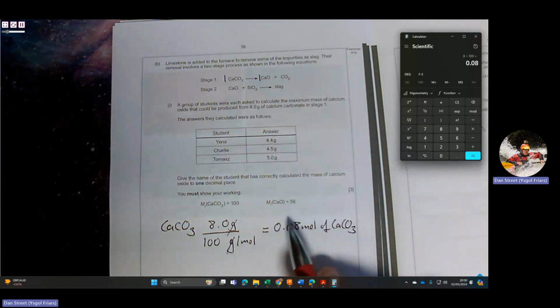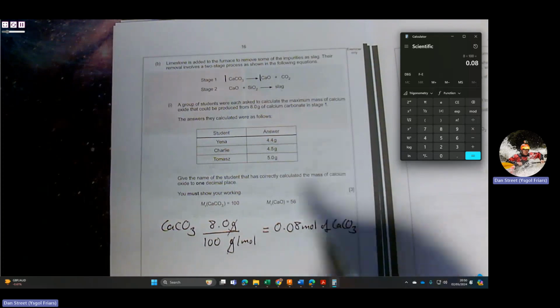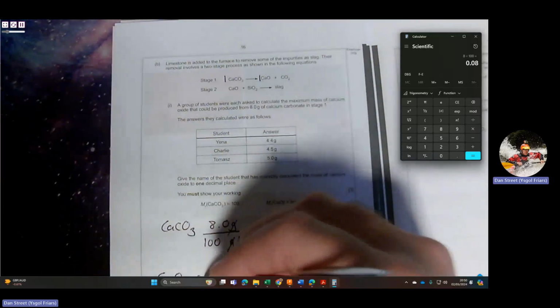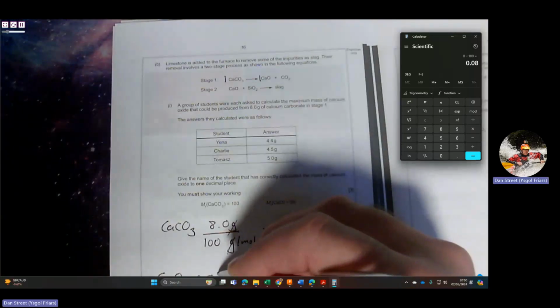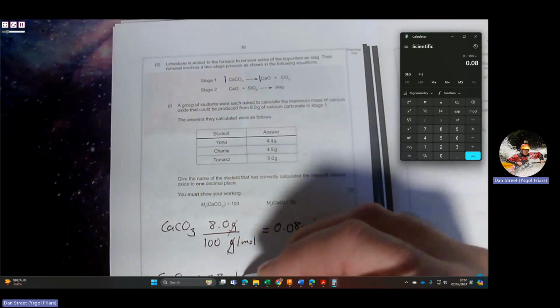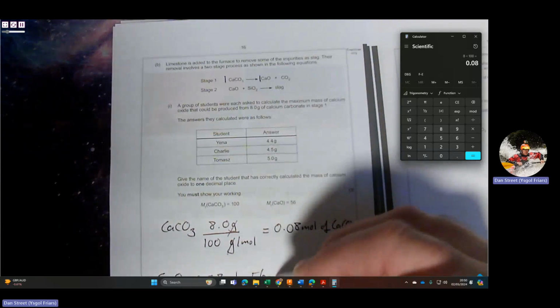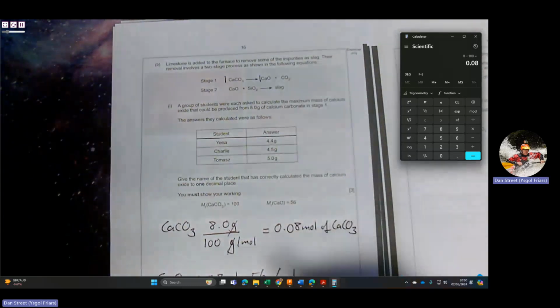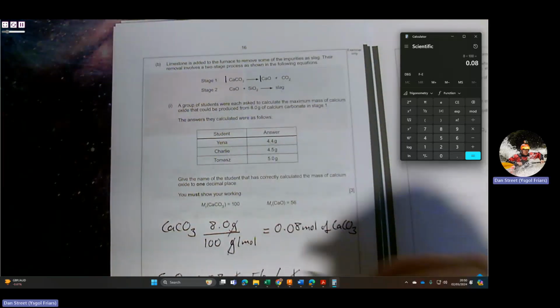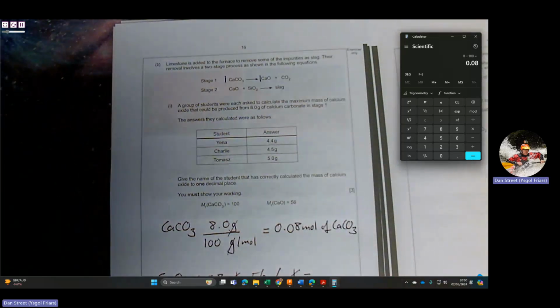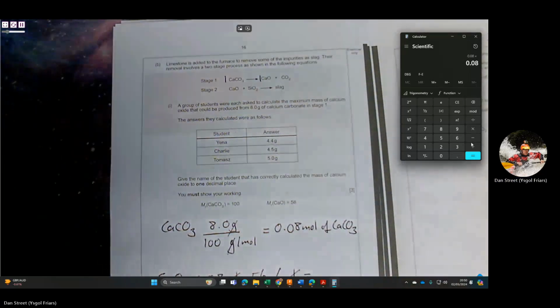And to work out what that weighs, we just reverse this process. We multiply the 0.08 by 56. So for the calcium oxide, we take the 0.08 moles that we've just worked out and multiply that by 56 grams per mole. This time we've got moles and per mole, so they cancel, and that'll give us an answer in grams, which is what we're after.